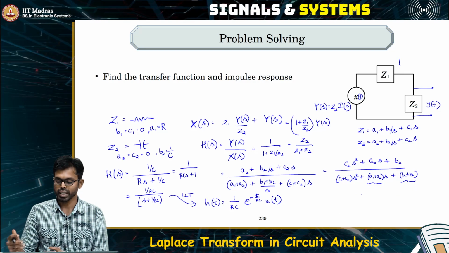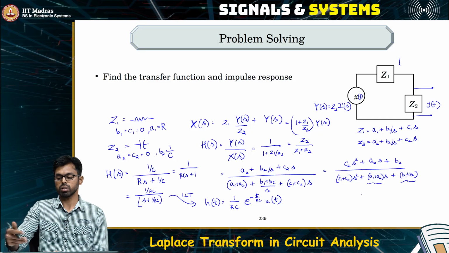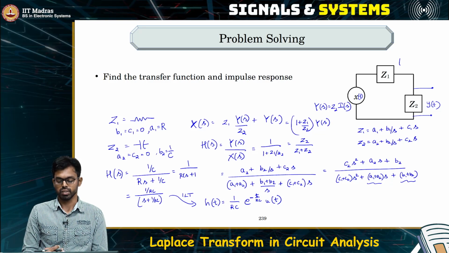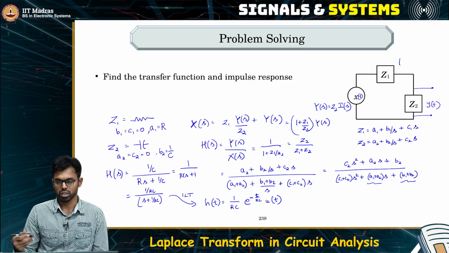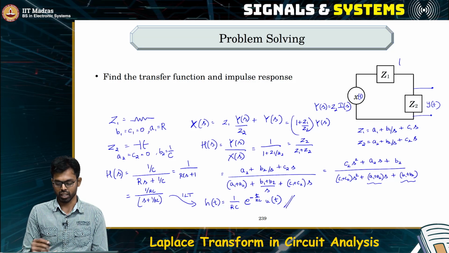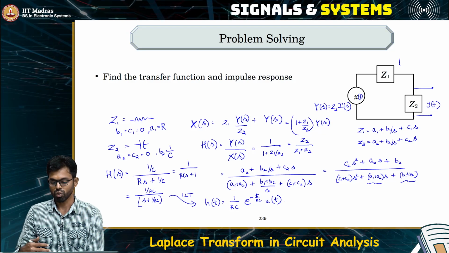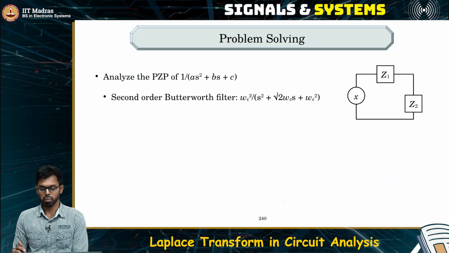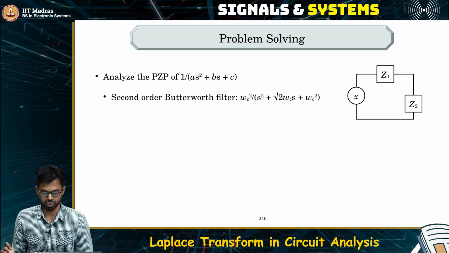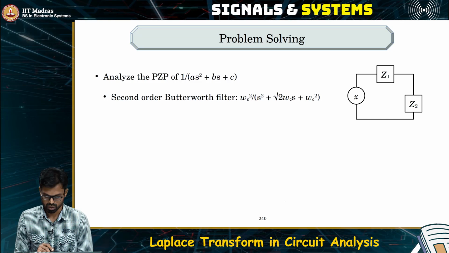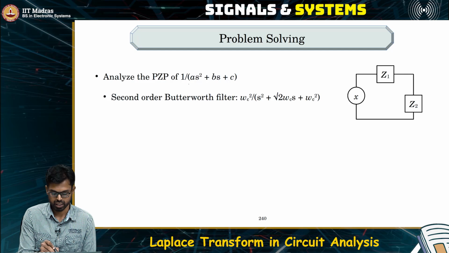So we have gotten one equation which can model all possible combinations of impedances, and still you will be able to find out what is the transfer function and the impulse response like this. So this is the power of Laplace transform. Not only to analyze a system, but also to design a system, it could be useful. So let us see how this is useful in design now in this example.